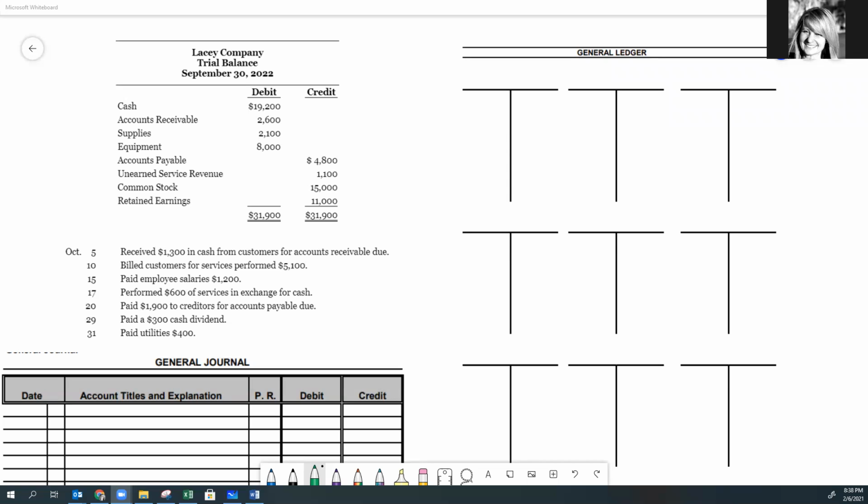This is the problem that we are going to complete, and you should have this problem in your course. You should be able to download it and follow along.